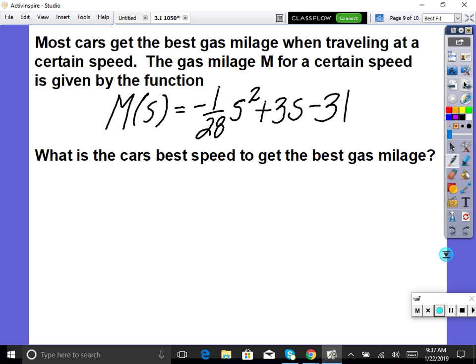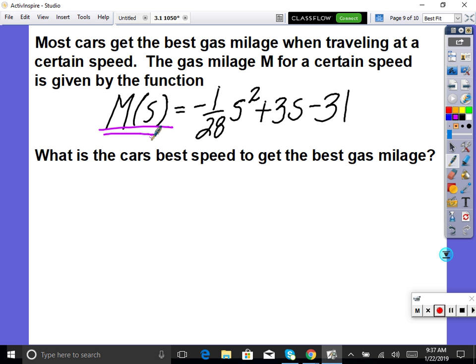So everybody, isn't that going to be finding like a maximum? The max is the best, isn't it? So the maximum speed for maximum gas mileage, that would be the best. So first of all, when you read it, sometimes it's asking for the x value and sometimes it's asking for the y value. You've got to read it and determine which one.